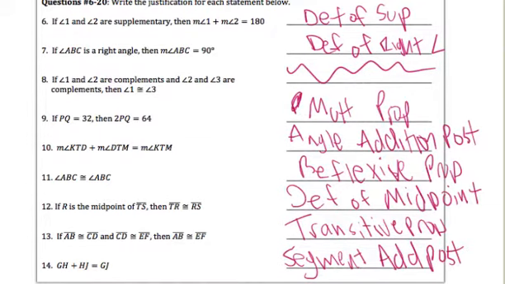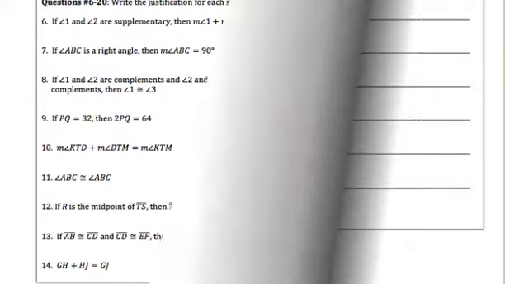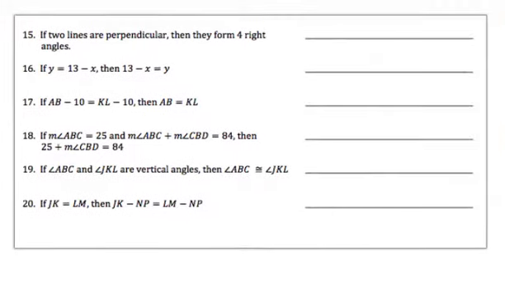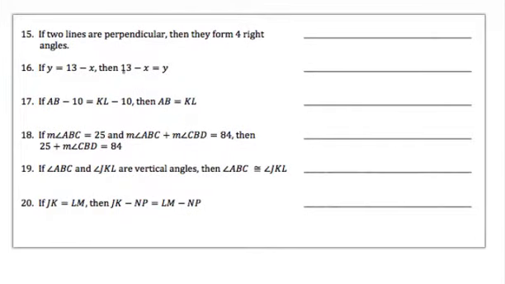Postulate. Next, positive, you need to watch it slower. If two lines are perpendicular, then they form 4 right angles. Def of perpendicular lines. Y equals 13 minus x, then 13 minus x equals y. That's symmetric property.